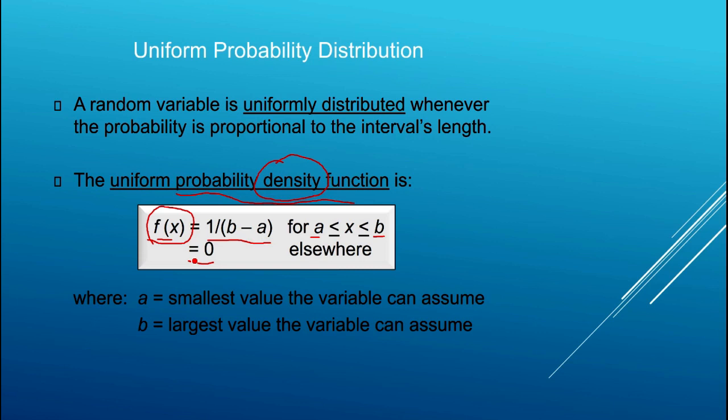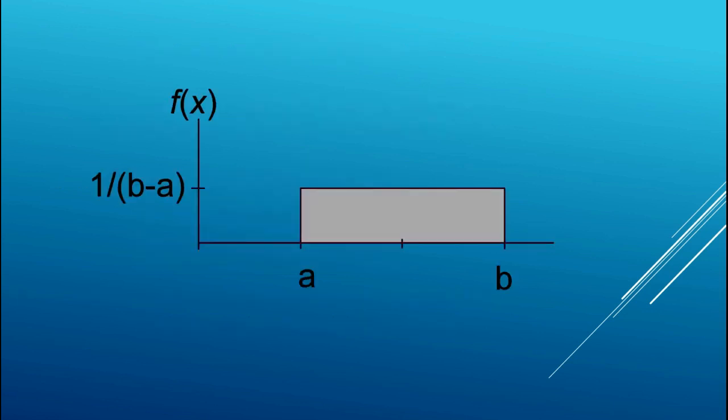So again, A is the smallest value that the variable can assume, and B is the largest value that a variable can assume. And when we graph the probability density function for our random variable x, as I said, it looks like a rectangle. The base of the rectangle is equal to b minus a, and the height of the rectangle is equal to 1 over b minus a.